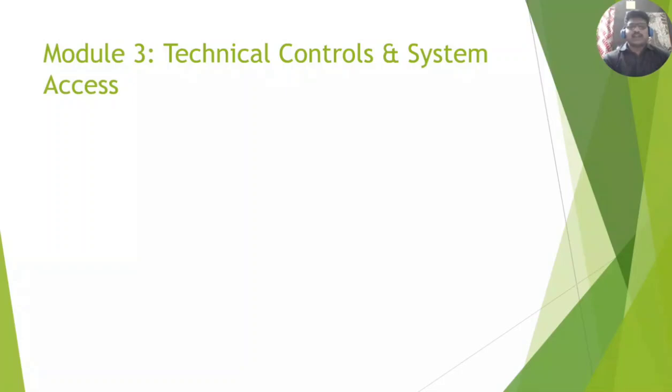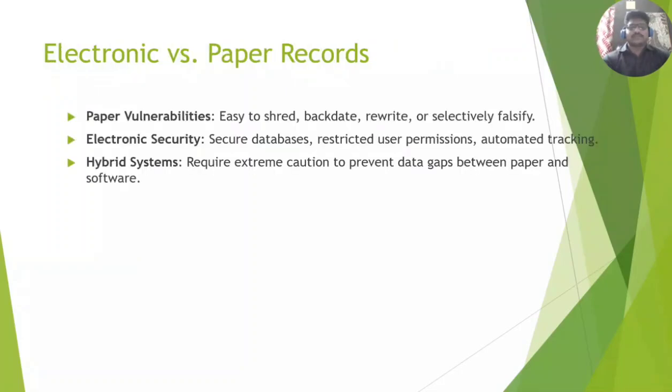Module 3, technical controls and system access. Electronic versus paper records. Paper vulnerabilities: easy to shred, backdate, rewrite, or selectively falsify. Electronic security: secure databases, restricted user permissions, automated tracking. Hybrid systems require extreme caution to prevent data gaps between paper and software.